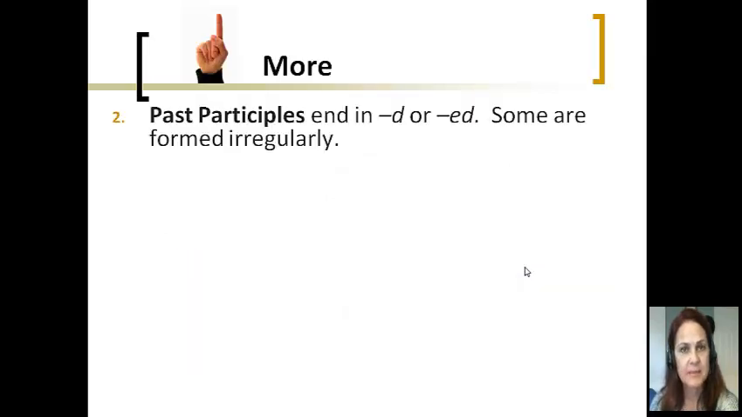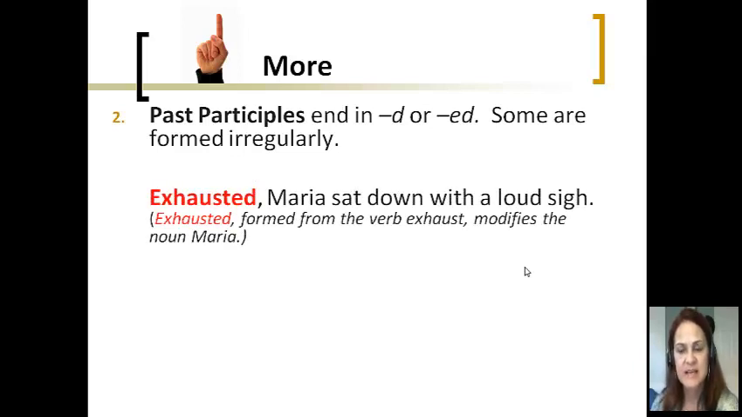One more type, the past participle. A past participle ends in D or ED, and some are formed irregularly. So let's look at a couple of examples of this. Exhausted, Maria sat down with a loud sigh. Here our past participle is exhausted, formed from the verb exhaust. And we know it's a participle because it is modifying or describing Maria.